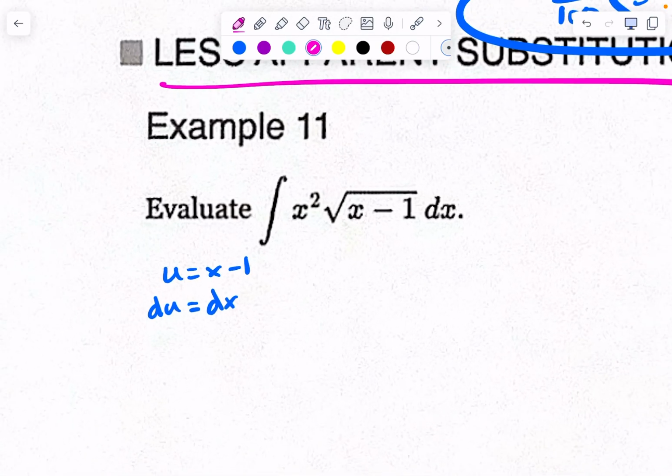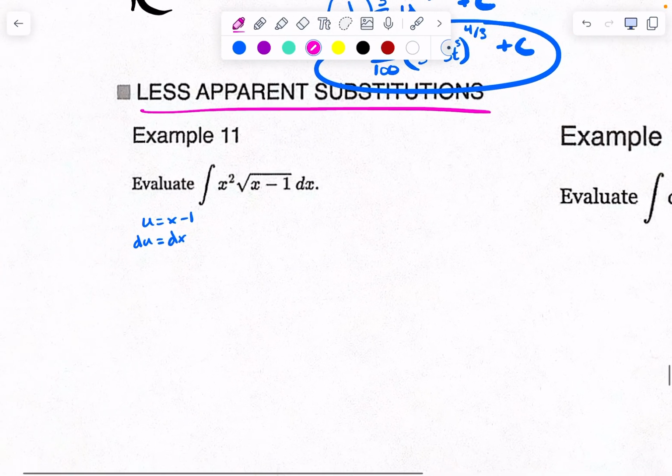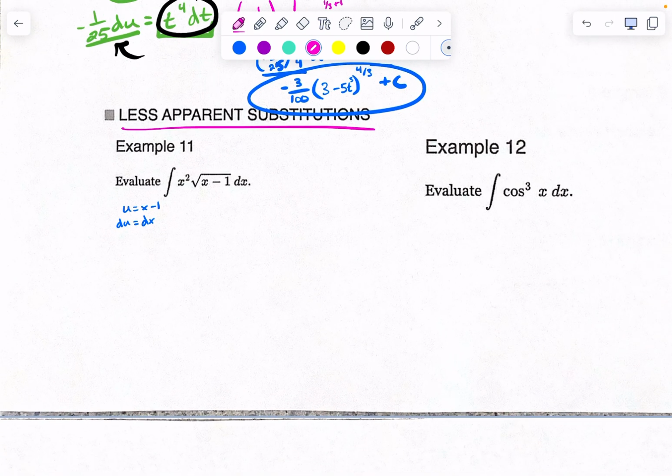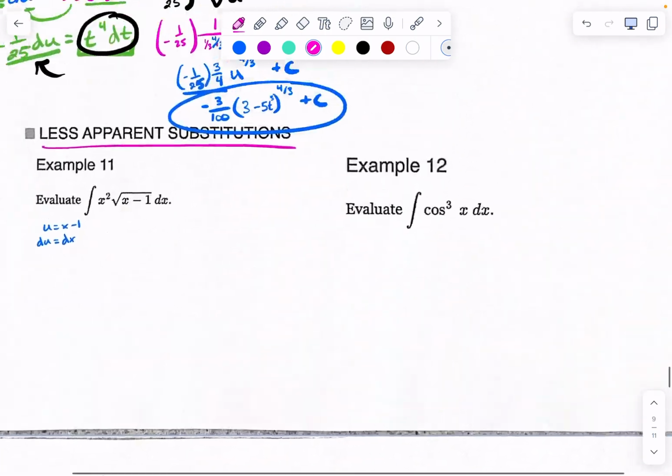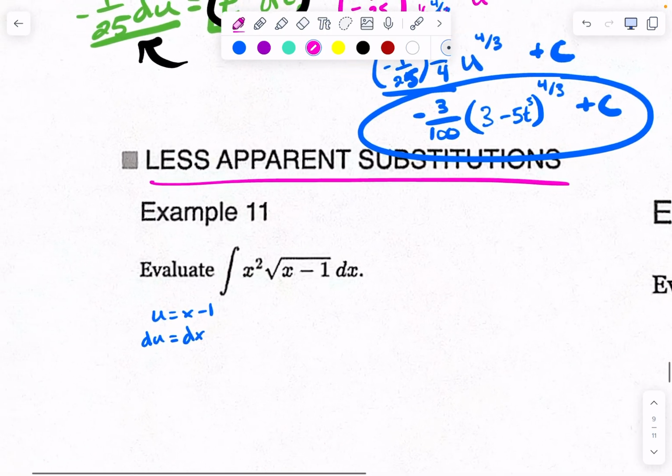Okay, we have 2 examples left. I backed up on 11 because we're going to have to redo it again. But 11, 12, and then you just have homework from there. So, 11, this is on 5-3.